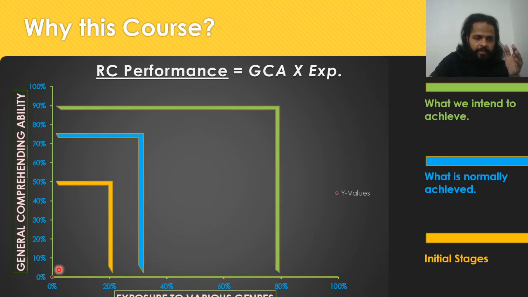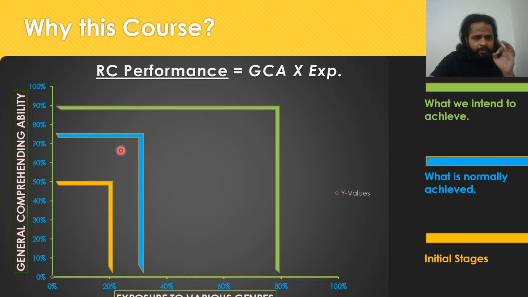So this area basically is your RC performance, GCA into exposure, right? So this was your original RC performance. By the time you come near to your CAT, after hours of working on your comprehending abilities and solving a lot of RCs, you will have augmented your RC performance from this area to this area, right? Which is not bad, I'm sure it's more than a 100% increase. Okay, so that's fair.